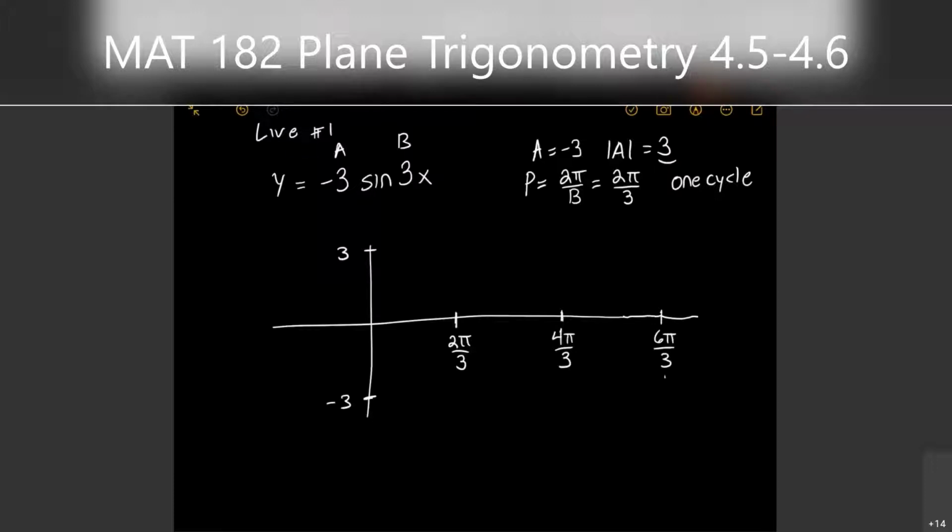Remember that this is saying that we're going to have 3 cycles of sine, and so that's an equivalent statement, either 3 cycles of sine in 2 pi or 1 cycle in 2 pi over 3.